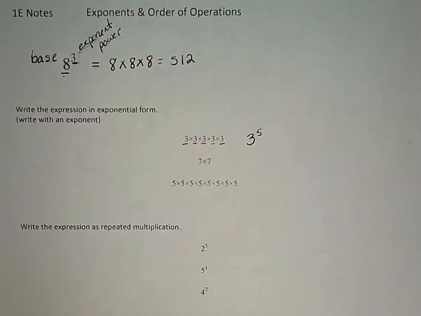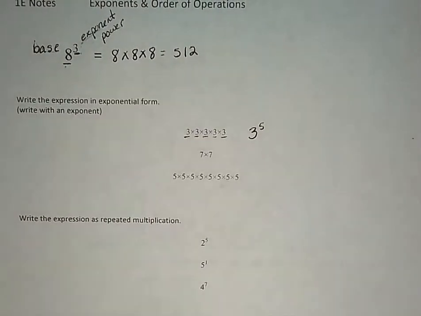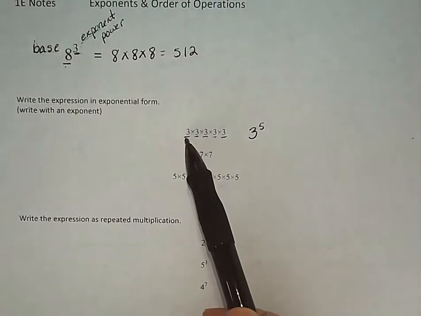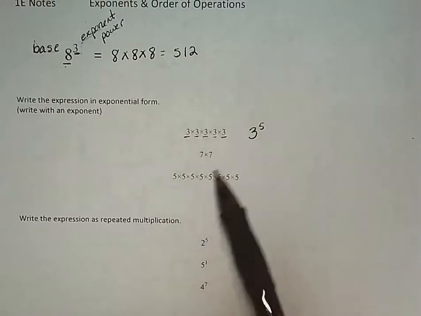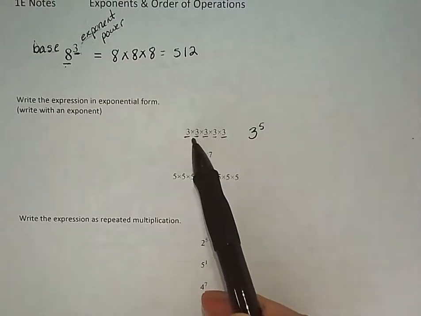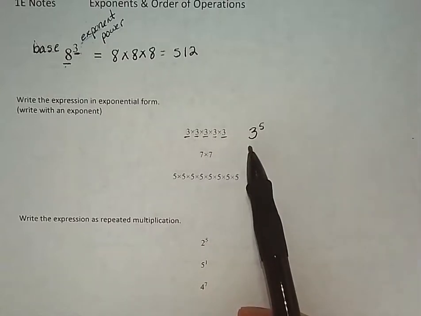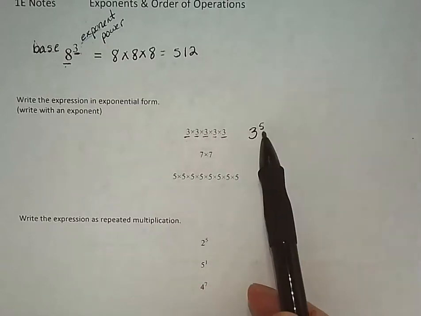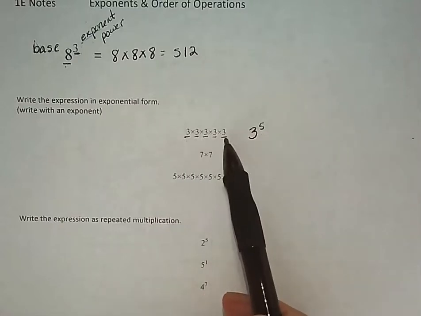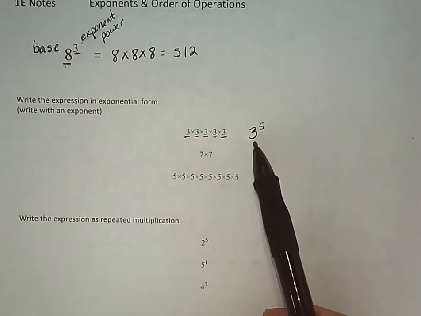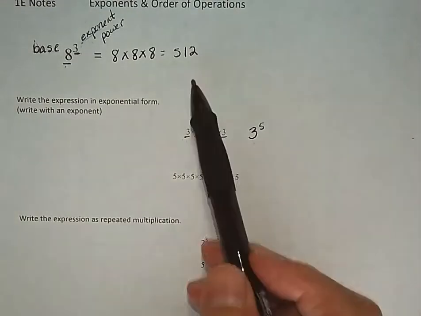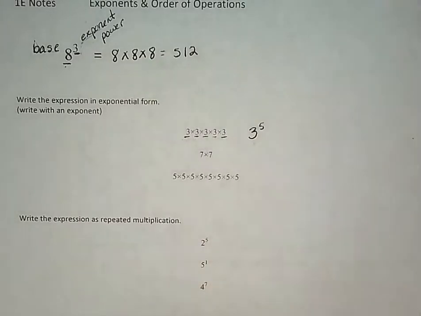So I've already done my first problem here. The first problem says write the expression in exponential form, or write with an exponent is what that means. And so I have 5 3's here in my multiplication problem. The 3 is written 5 different times with multiplication signs in between them. And so my base is the number that's repeated, so that's the 3. And the number of times it's repeated is the exponent. So this is 3 to the 5th power. This is the expanded form, and this is the exponential form. And if we figured out the answer to this, like we did up here with 512, then that would be our standard form.